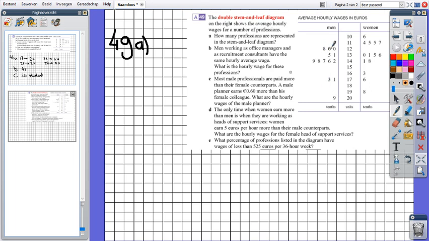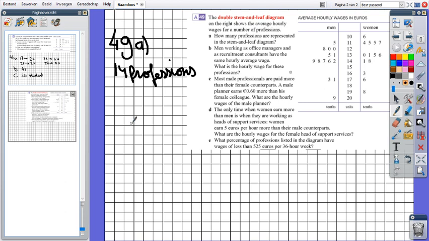So 1, 2, 3, 4, 5, 6, 11, 12, 13, and the last one equals 14. So in total there are 14 professions. So there aren't 28 professions. That would be the answer if you also count all the wages that the women earn, right?